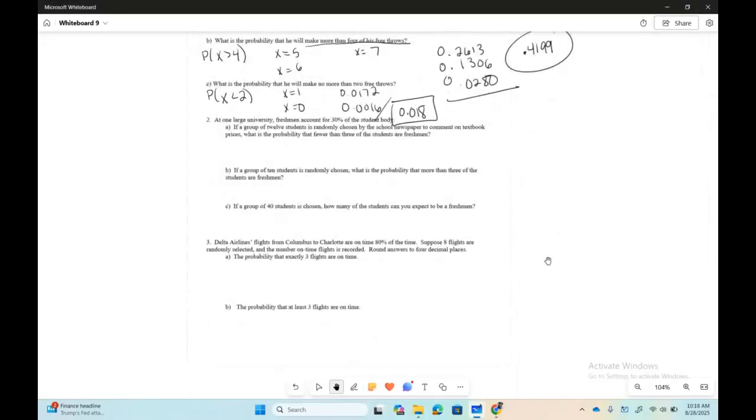All right, for this next question, it says freshmen account for 30% of the student body, so that's your p. If a group of 12 students is randomly chosen to comment on textbook prices, what is the probability that fewer than 3 of these students are freshmen? So we're going to say x is less than 3. So that means 2, 1, whoops, and 0.